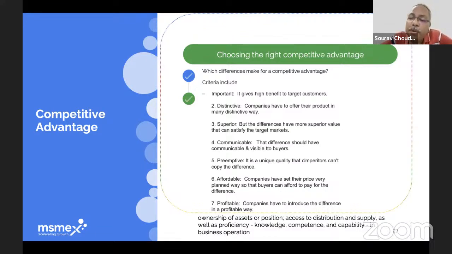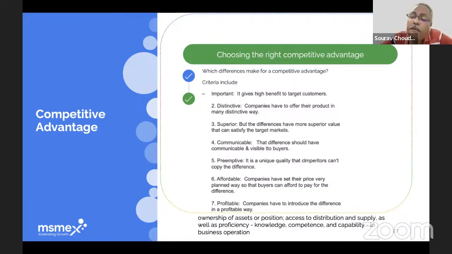ठीक है? Affordable. Companies have set their price in a very planned way so that buyers can afford to pay for the difference. Product difference है, superior है, still affordable. That's a great competitive advantage.